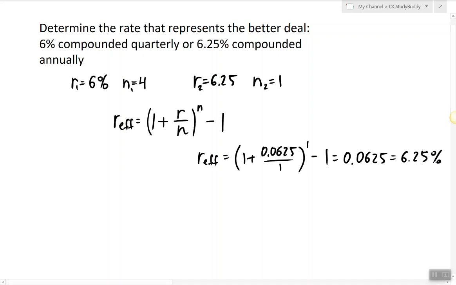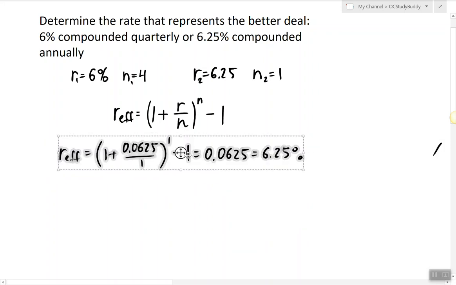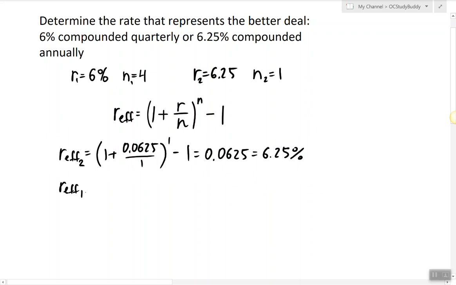Now to find the effective interest rate in the first case, we have to plug in the R1 and N1 into the formula. So put this over here. And the first effective interest rate will be 1 plus 0.06 divided by 4 to the power 4 minus 1, which is 1.015 to the power 4 minus 1.